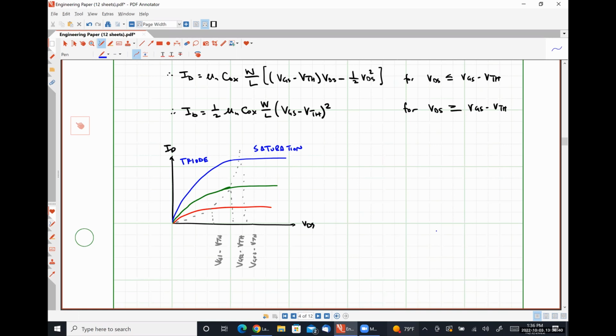All right, so we've gone all the way through current voltage characteristics. So we'll do channel length modulation and transconductance on Wednesday.